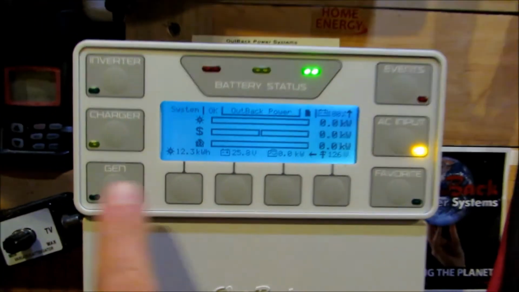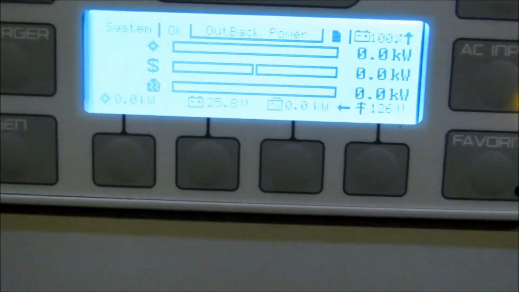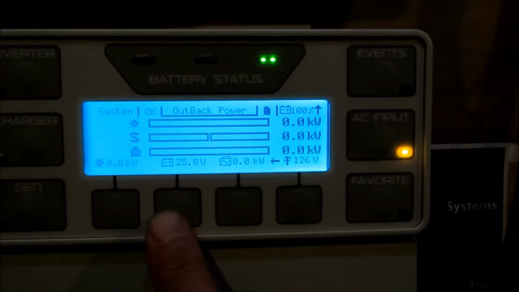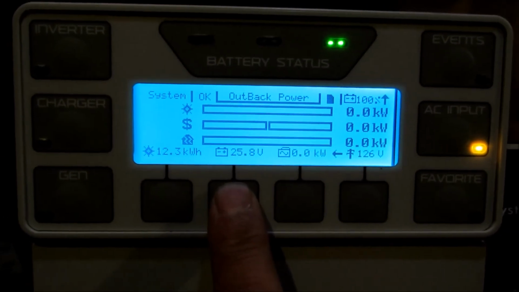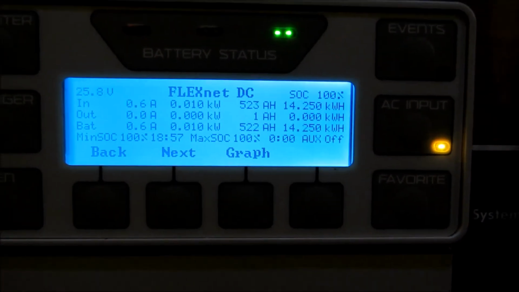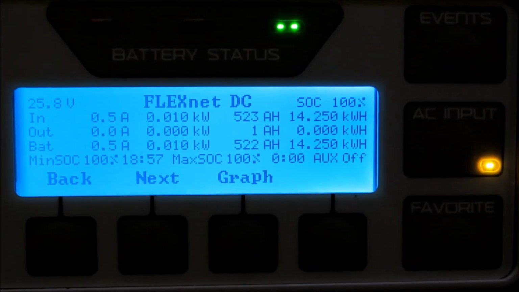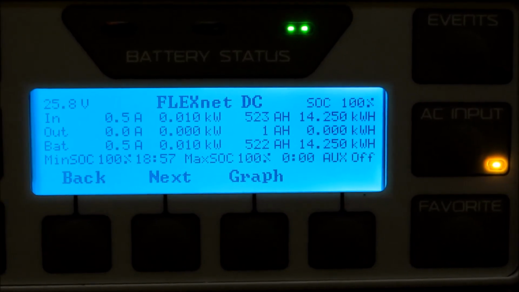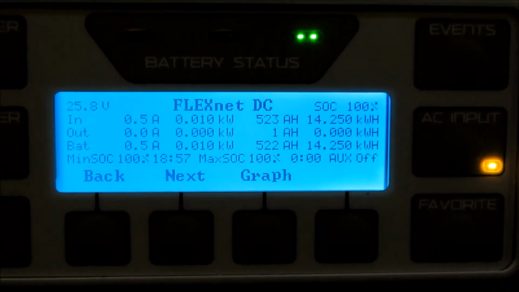Now I'm gonna take you up into here. Okay, let me get this adjusted. All right, I'm gonna get to the FlexNet right here. And today we made 14.25, so I'll round the five off to a three, 14.3 kilowatt hours a day. So we kicked booty today.